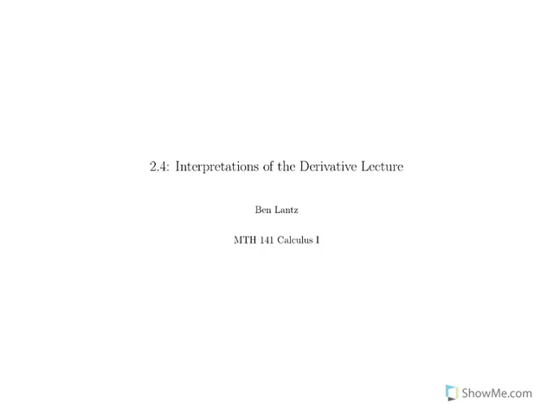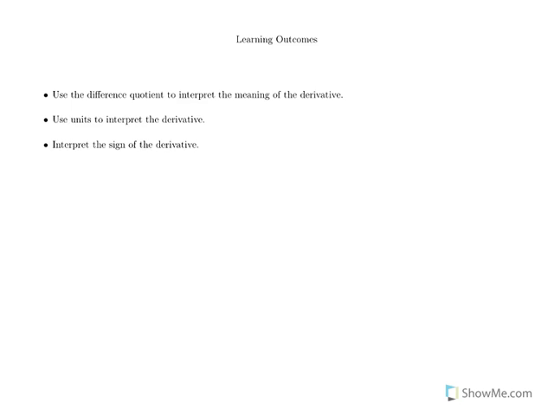In section 2.4, we're going to look at what the derivative means in application problems and introduce a new kind of notation. So in this section, we're going to use the difference quotient to interpret the meaning of a derivative in an application problem. We're going to investigate what the units should be in those problems and what they represent in a real-world scenario. And we're going to interpret what the sign of the derivative means. And we're going to do all of this learning a new kind of notation called the Leibniz notation.